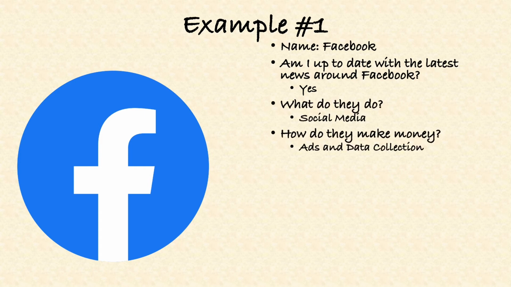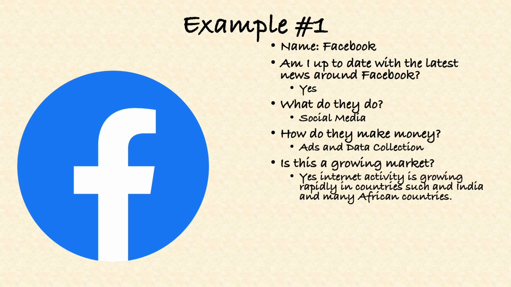So then you'll ask, what does Facebook do? They are a social media company. And then you may go on to ask, how do they make their money? So we know that they do ads and data collection, something that is going to happen and something that is increasing. And then you'd ask, is this a growing market? And you may say, yes, the internet is a growing market because it's growing in countries in Africa, India, and many other Asian countries. So that's why you'd think it's a growing market. Is their revenue dependent on another asset? Not so much for Facebook.